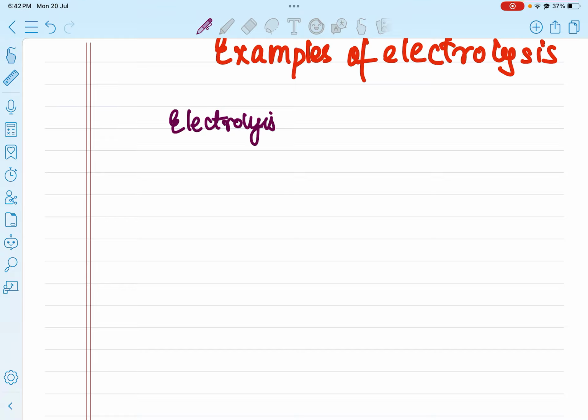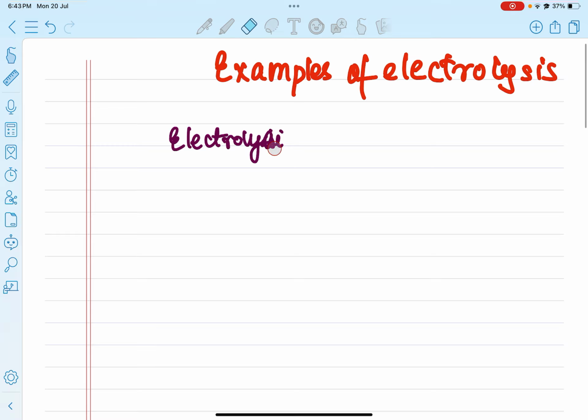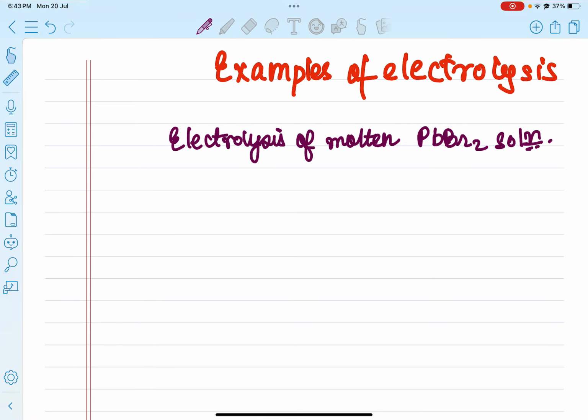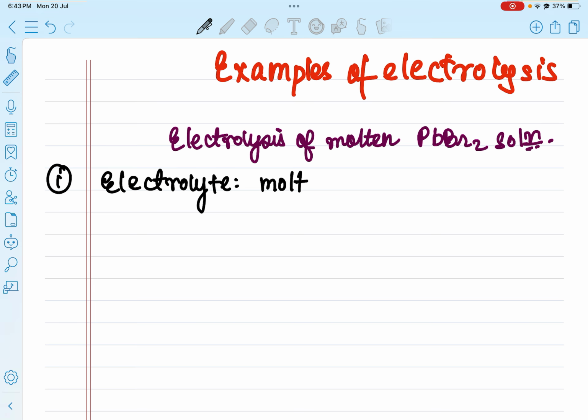Number one is electrolysis of molten lead bromide, PbBr2. Let's discuss in points. Number one, who is the electrolyte here? The electrolyte we have here is molten PbBr2.